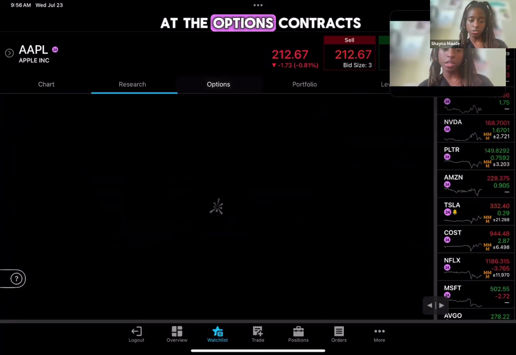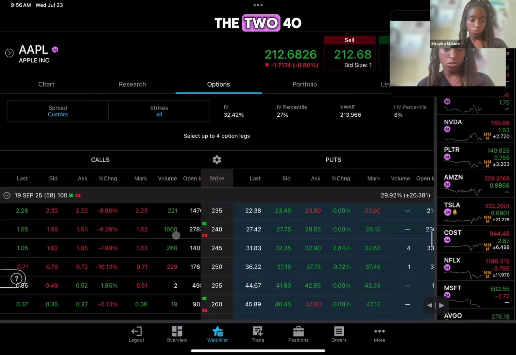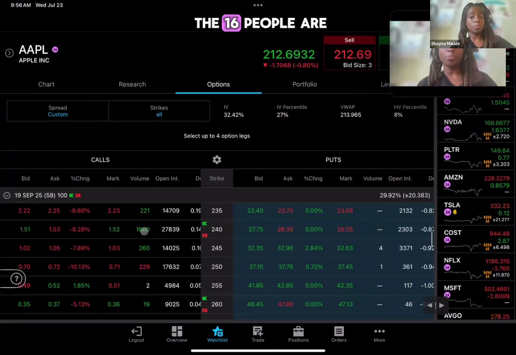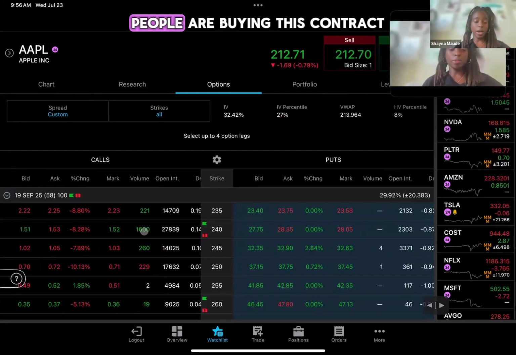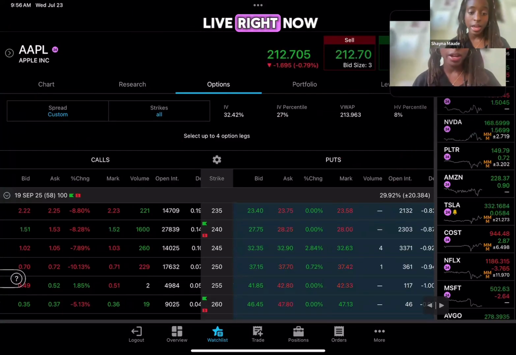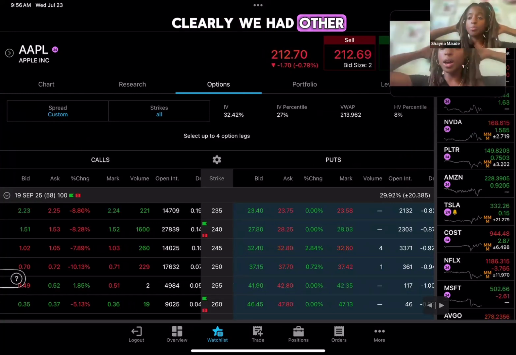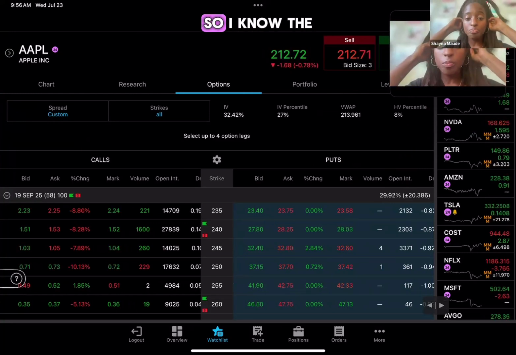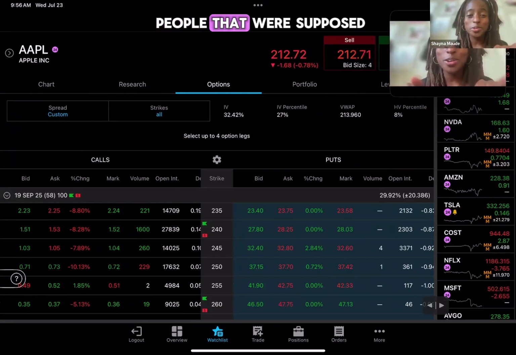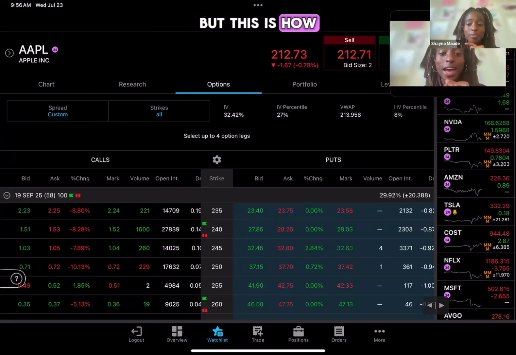So let's go look at the options contracts and see how many more people are buying the 240. Look, now we're at the 1,600. People are buying this contract. So you have this live right now. Clearly, we had other people in the classroom today. So I know the people that were supposed to hear me heard me, but this is how I'm swing trading.